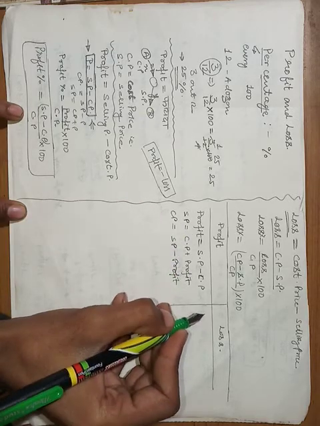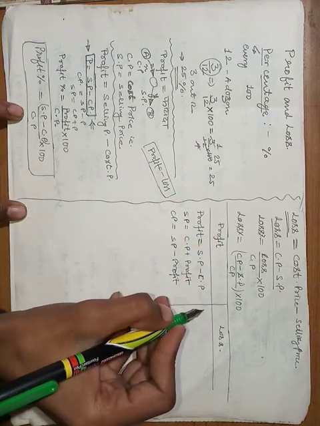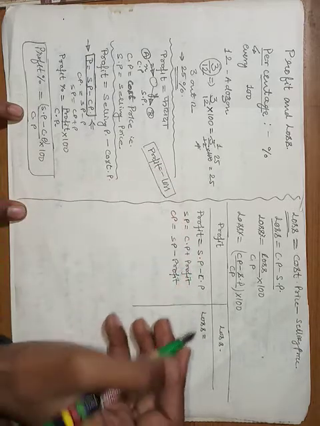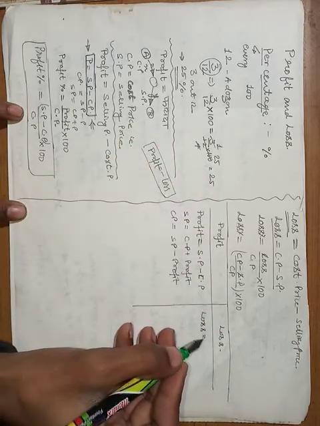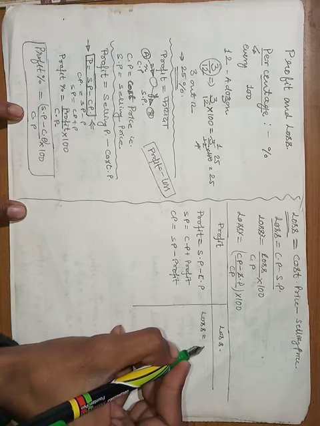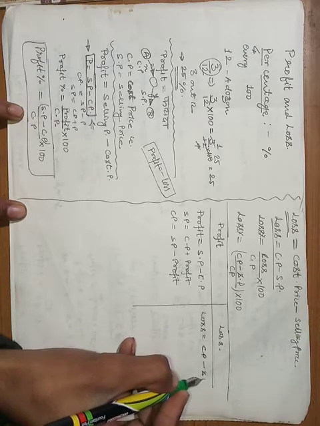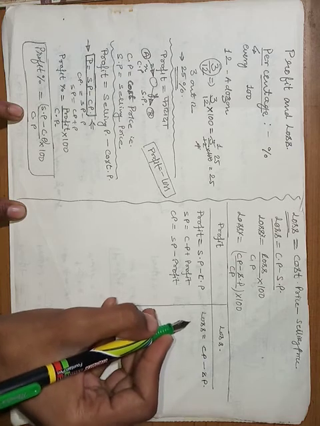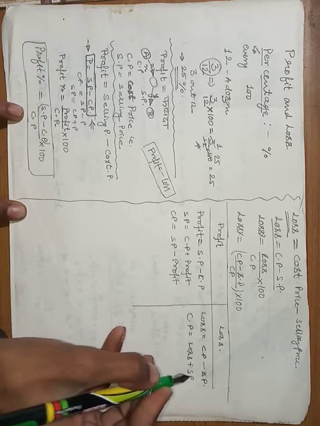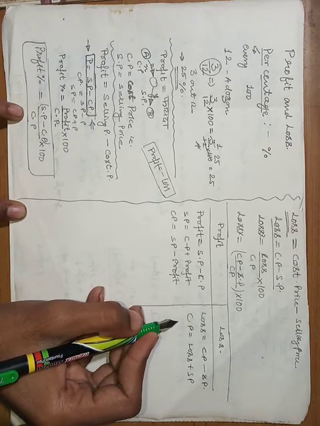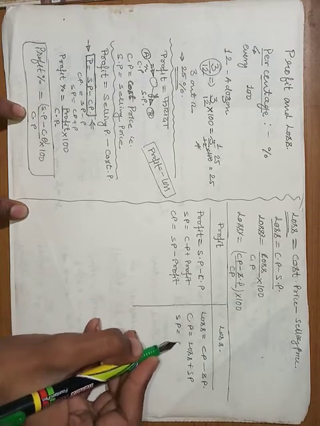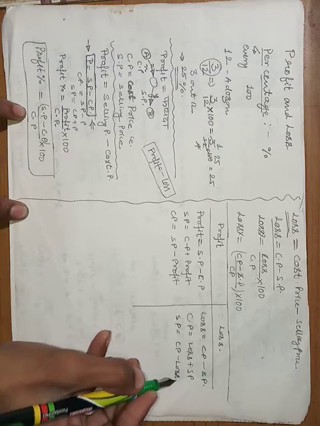Replace profit by minus loss. If you put minus here, minus से multiply हो जाएगी पूरी equation, that whole equation will be multiplied by negative, so it is negative loss, so it is CP minus SP. From here you can extract CP is equal to loss plus SP, and SP is equal to CP minus loss.